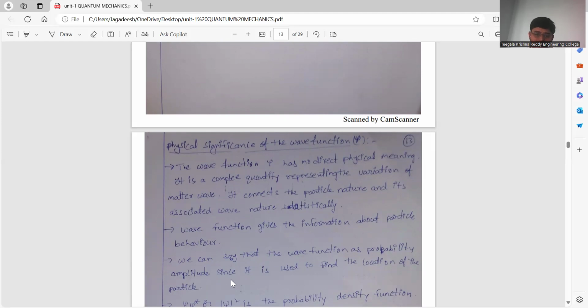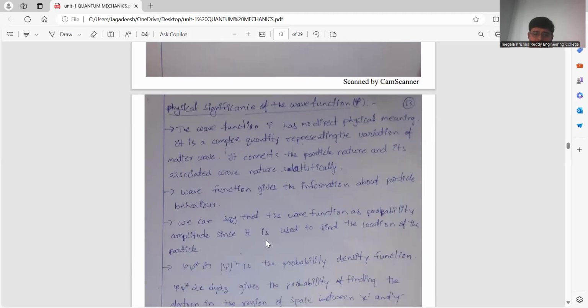We can say that the wave function has probability amplitude, since it is used to find the location of the particles. The wave function has probability density and it is used to find the location of the particles. What is the location of the particle? Find out the wave function with the probability amplitude.